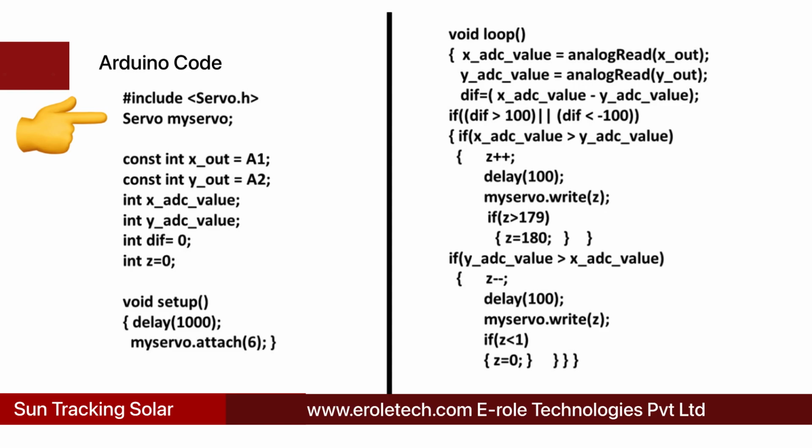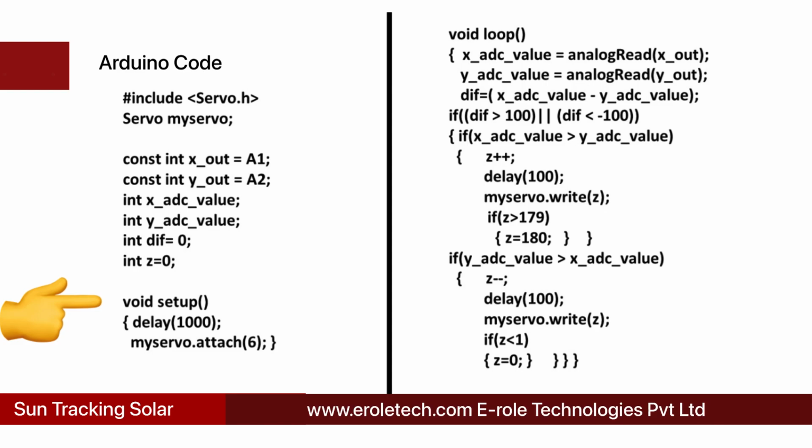myservo is a variable which will store the value of the angle at which the user wants to rotate the servo. Xout is an integer type variable. It will read the data of A1 pin of Arduino. LDR1 is connected at A1 pin. Yout is an integer type variable. It will read the data of A2 pin of Arduino. LDR2 is connected at A2 pin. XADCvalue, YADCvalue, diff, and Z are 4 integer type variables.